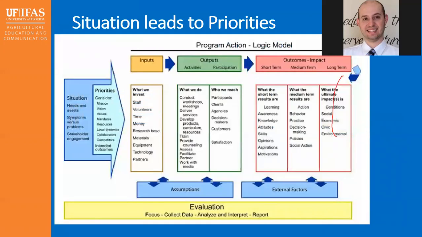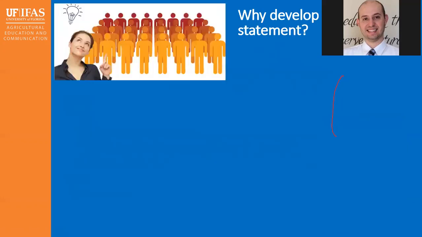Because there are so many things that we can do and so many ways our program can respond to improving a situation, it's really important to set priorities. This is essential because there is a limit to available resources, whether it's funding, staff, time, available volunteers, etc.